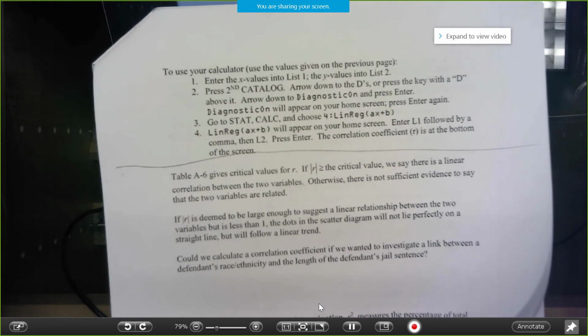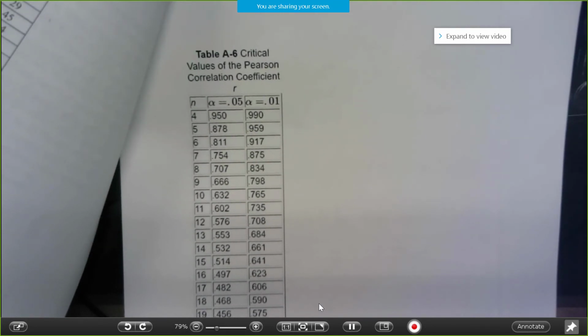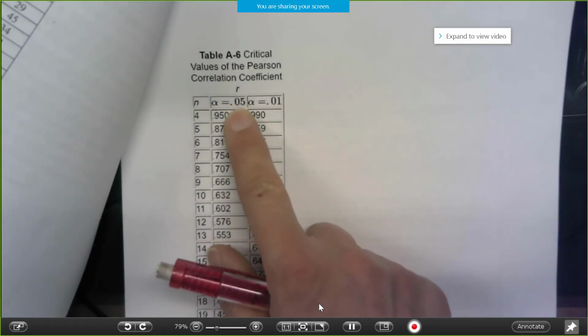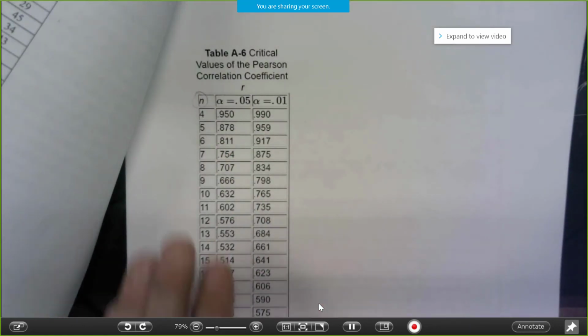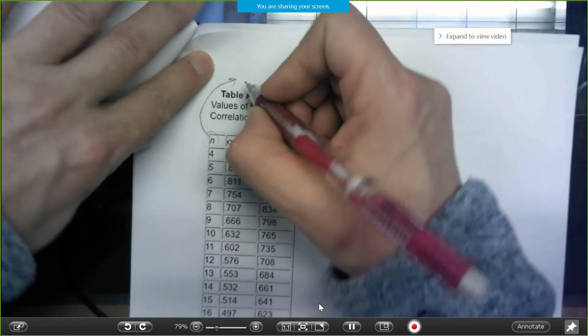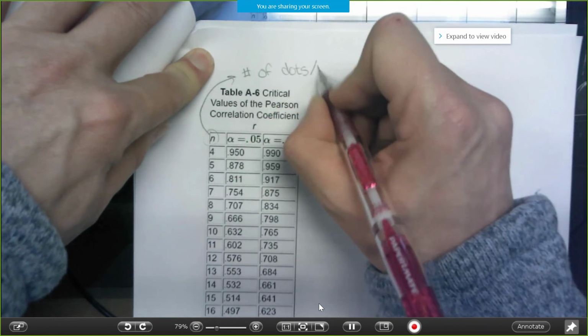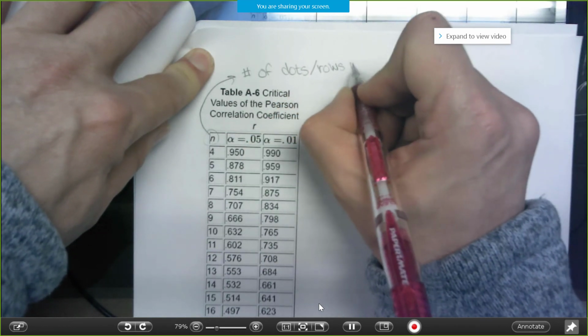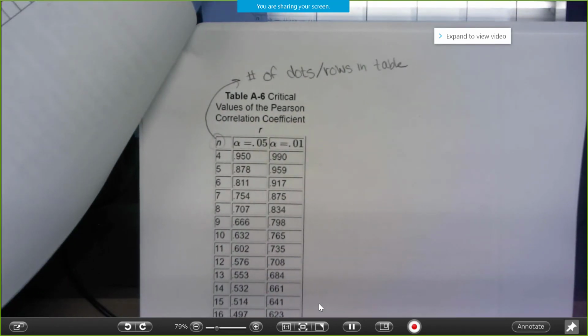The table is the very last page of our notes. There's table A6. It says critical values of the Pearson correlation coefficient. This is at the 0.05 level of significance and the 0.01 level of significance. And this N is the number of dots, which will also be the rows in the table, like how many individuals you have data for. It's like your sample size, right?